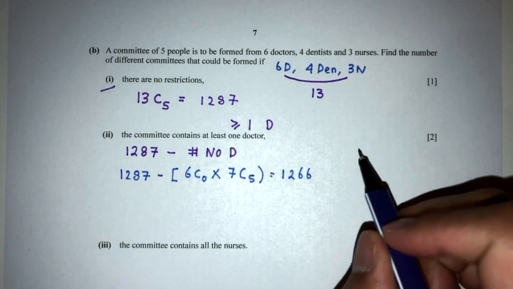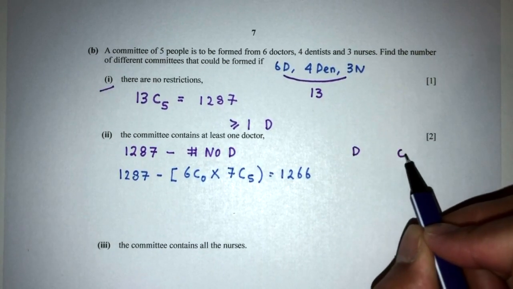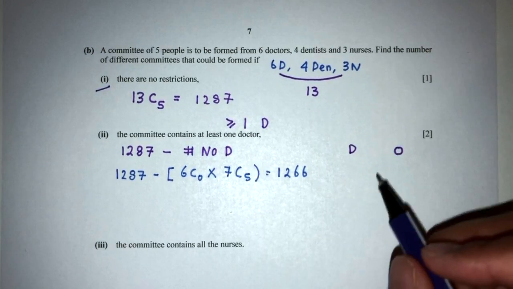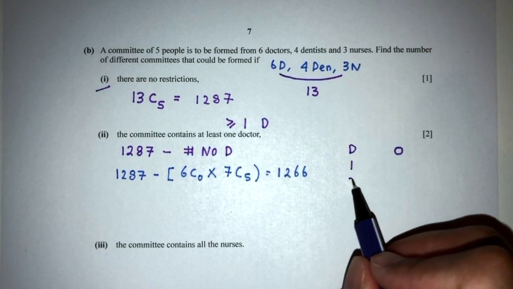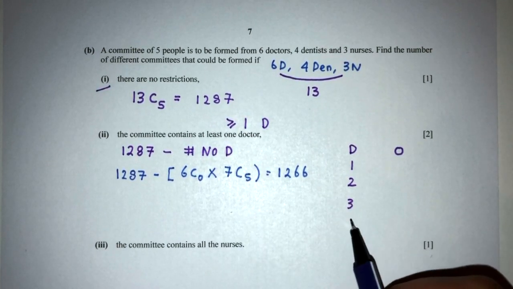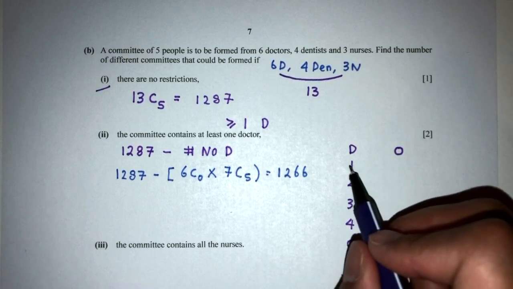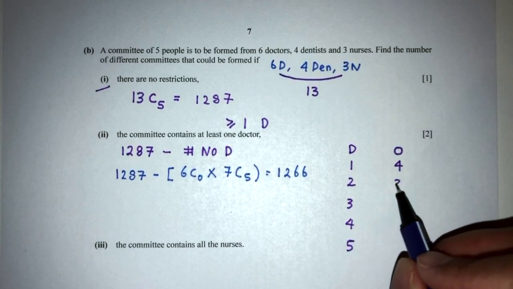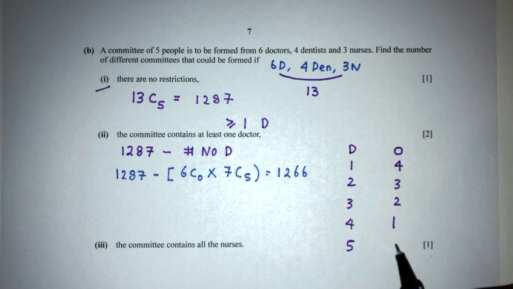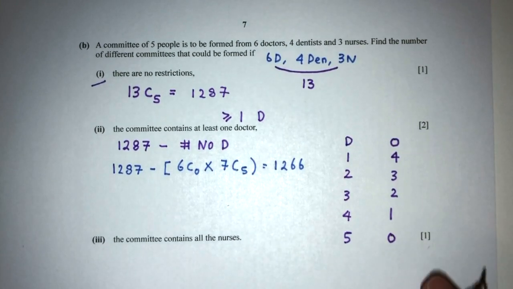So here we have doctor, and here we have others. At least one doctor means we can have 1 doctor, 2 doctors, 3, 4, and 5 doctors, because we only need 5 people in the group. Now for others, if you have 1 doctor, that has to be 4, 3, 2, 1, 0. So we have to add all the cases together.